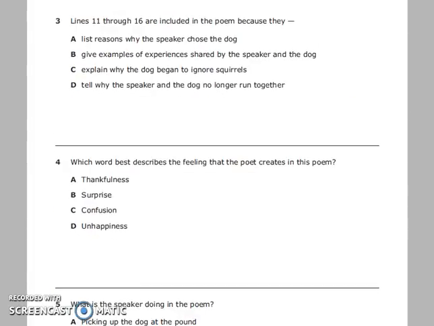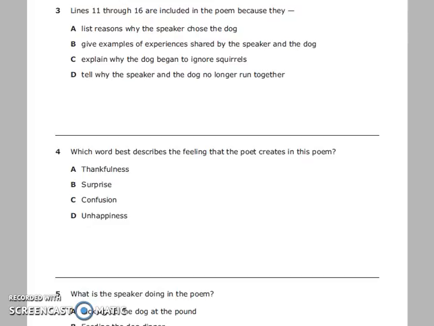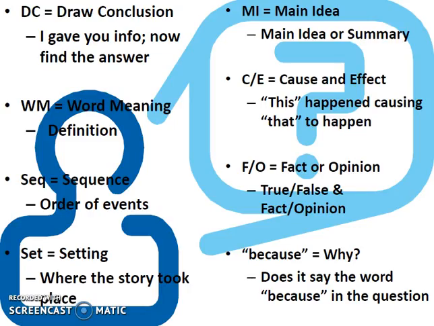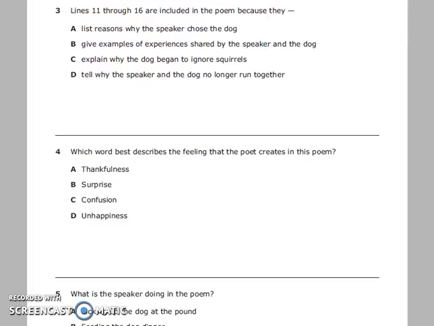Next question, lines 11 through 16 are included in the poem because, remember if we go back to the steps, the word because, if it's inside of your actual question, then that means they're asking the question of why. Why did this happen? So for question number 3, just simply put why next to that, because that's what they're asking for.